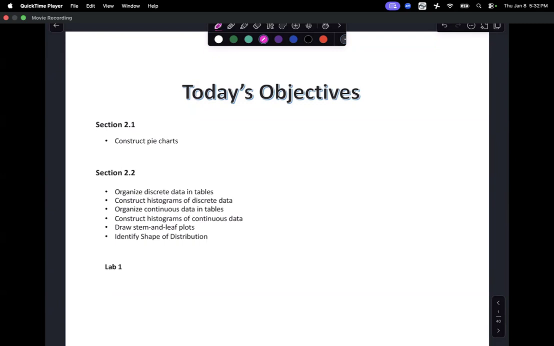So today we're going to finish up section 2.1. There's just one little piece, just the pie charts. We're going to jump into section 2.2, and we're going to be organizing some quantitative data. We're going to look at some discrete data. We're going to do a histogram. I'll tell you about the difference between a bar graph and a histogram. We're going to organize our continuous data in tables, constructing a histogram. We're going to draw a stem and leaf plot and look at shape of distribution.